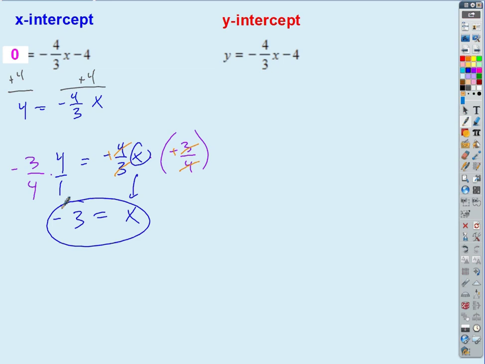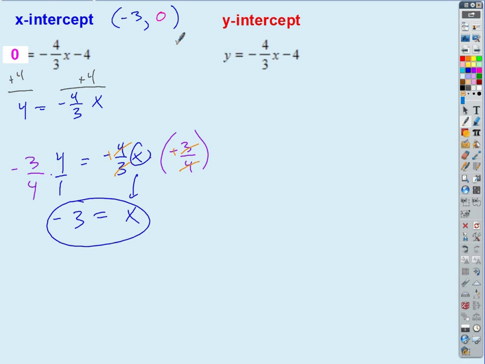Now I want to write that as an ordered pair. So my x-intercept is going to be, the x value is negative 3. What's the y value? 0. Okay, now the y-intercept. Molly, what's the y-intercept of that line?